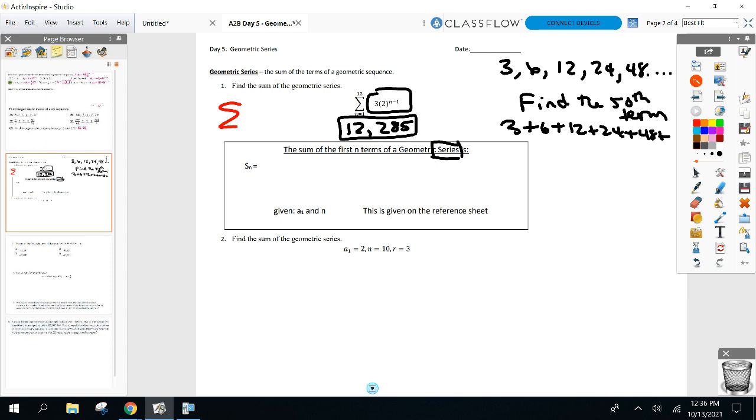S sub n, that means S for sum. S is for sum. All right, that's what it means, the S. Sum of n means, I don't know how many terms you're going to add up. That's what the n is. You're going to find the sum of the first 10, 20, 30. That's what goes in for n. So n is the number of terms I'm adding up. All right, somebody else, keep reading it for me.